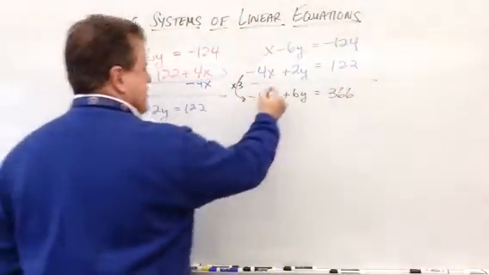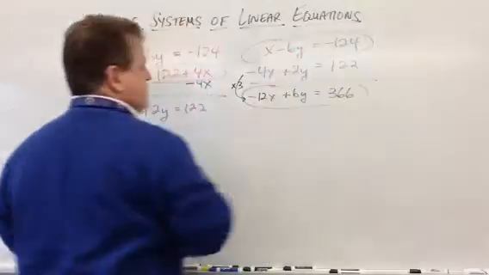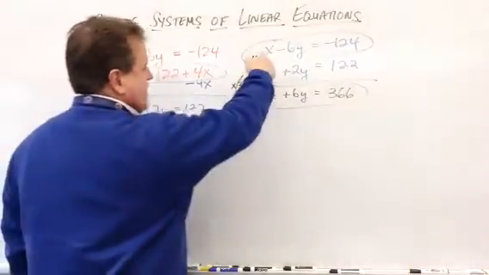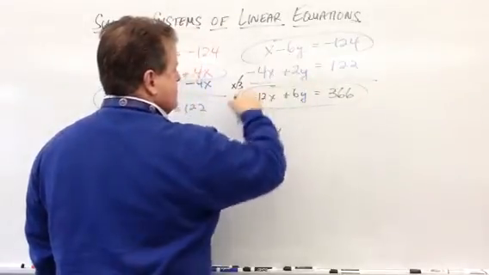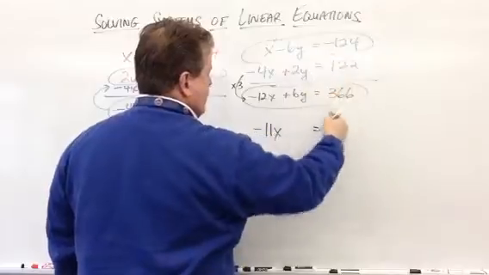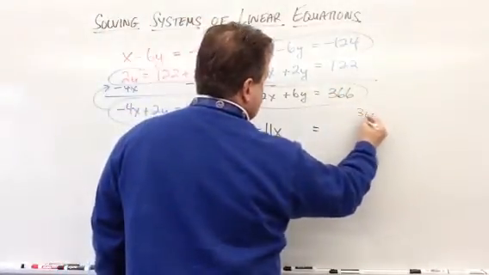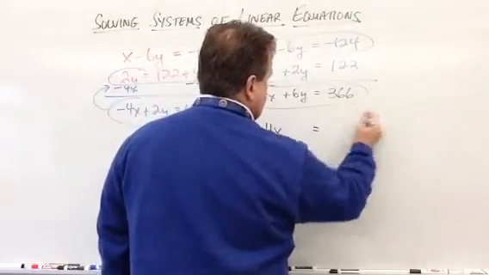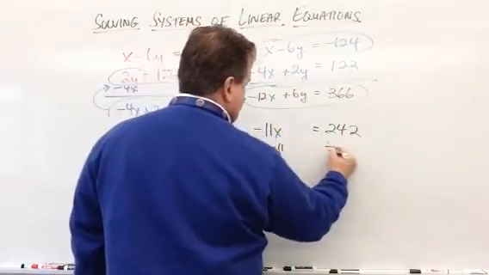And now I'm going to use this equation and this original equation, and I'm going to add those two equations. x plus negative 12x is negative 11x. Negative 6y plus 6y is 0y. And negative 124 plus 366, 366 minus 124, is 242. We're going to divide both sides by negative 11.